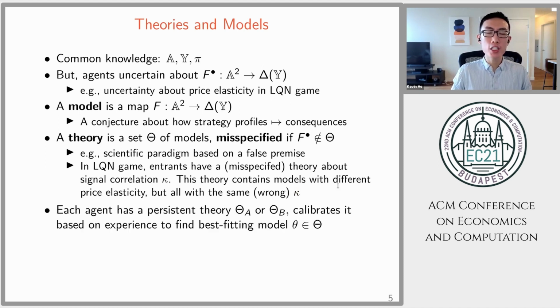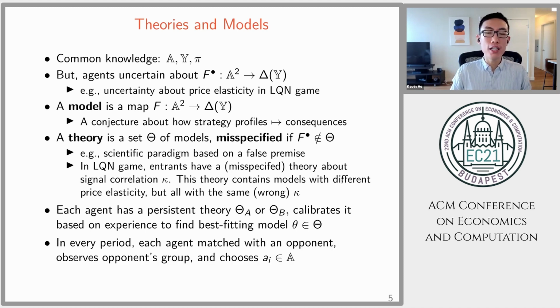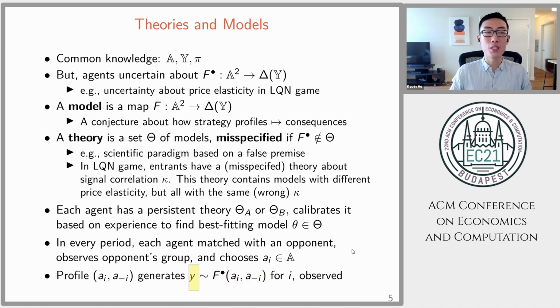More generally speaking, each agent will start with a persistent theory, A or B. They're going to calibrate that theory based on their experience to find the best fitting model within the theory. In each period, each agent is matched with an opponent, observes the opponent's group, whether they're from group A or group B, and chooses a strategy to use in the match against that opponent in the stage game. Okay. The strategy profile generates a consequence for i from the objective distribution that generates consequences. This consequence gets observed, this determines i's payoff in that period, and this will be used by i to make inferences among the models within her theory.